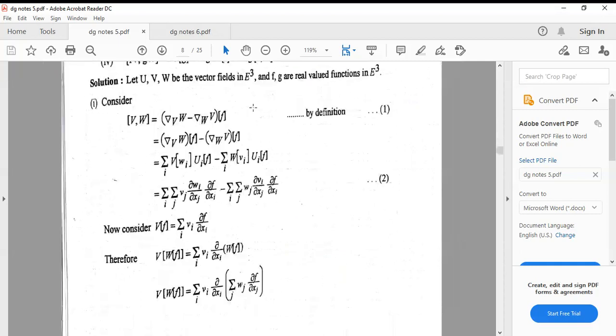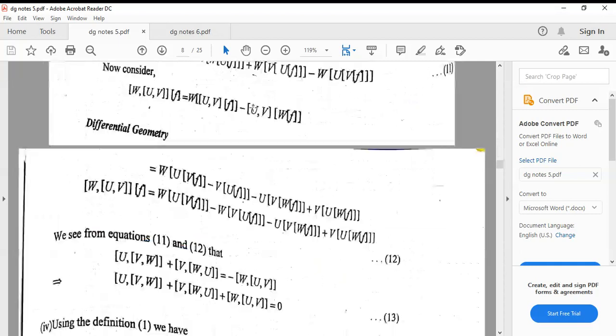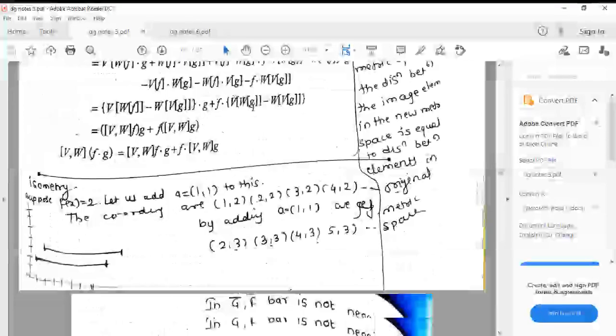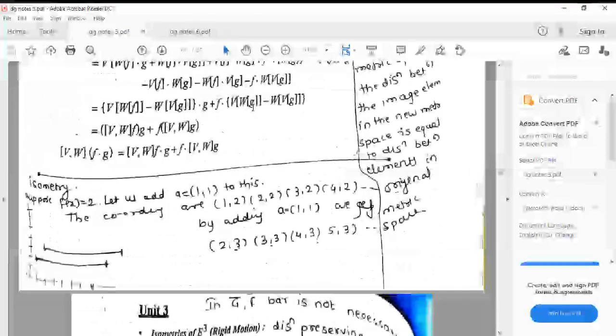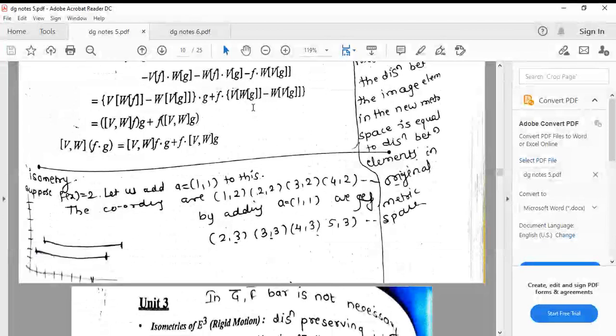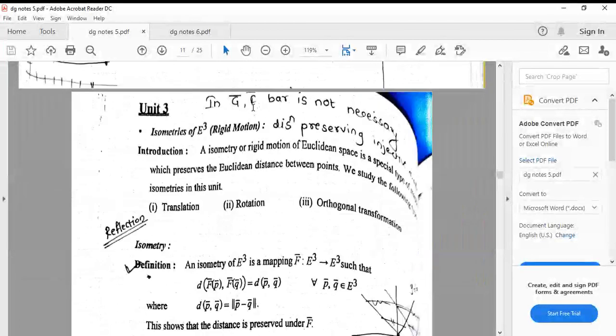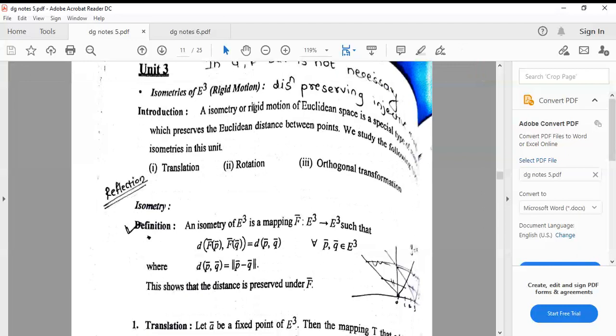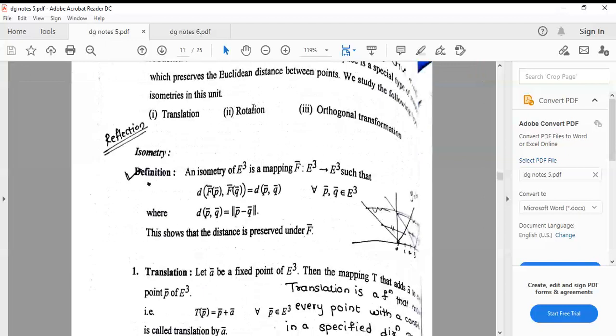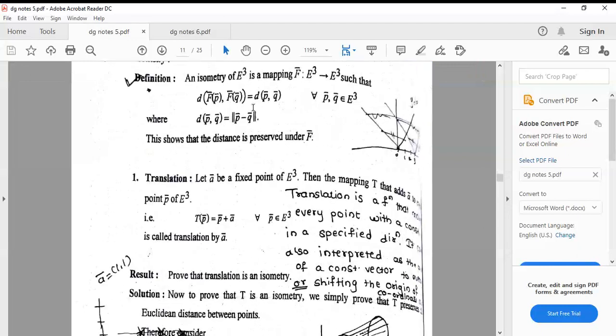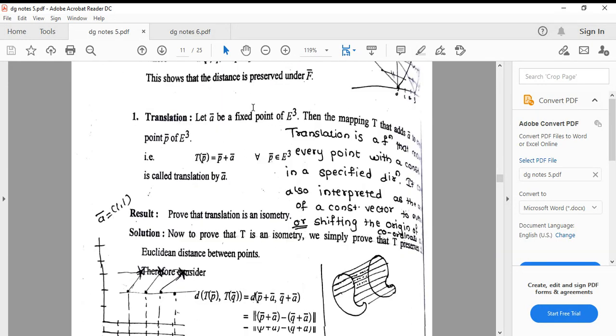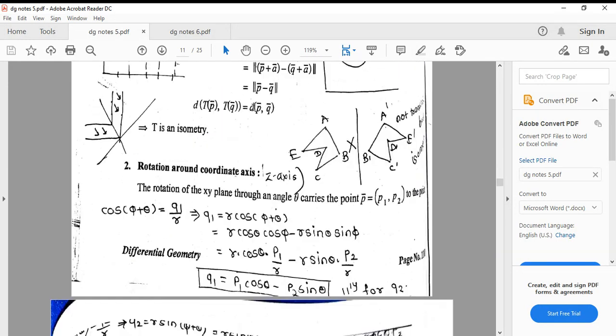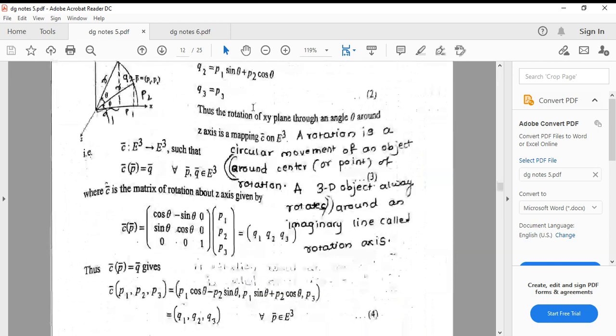Those who have studied classical mechanics know how to find the rotation matrix. If it is rotation about x, rotation about y, or rotation about z, every time we get a different matrix with cos, sine, and 1 0 0 values. And you should know what an orthogonal matrix is. Orthogonal matrix means that if you take any column, its product with any other column should be 0, and the norm of each column should be equal to 1. And the types of isometry we have seen.